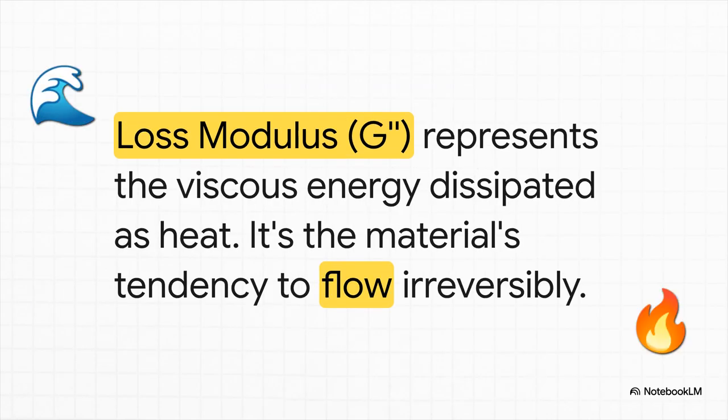And the liquid-like part? We measure that with the loss modulus, or G''. This is the viscous side of the personality. It represents all the energy that's just lost for good when the material flows and changes shape permanently.